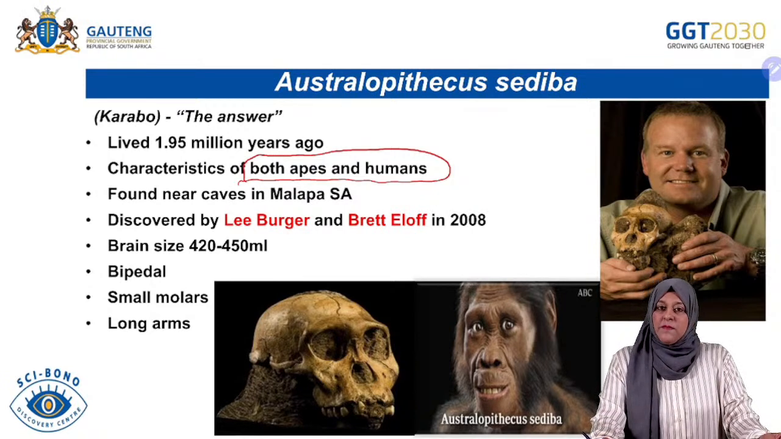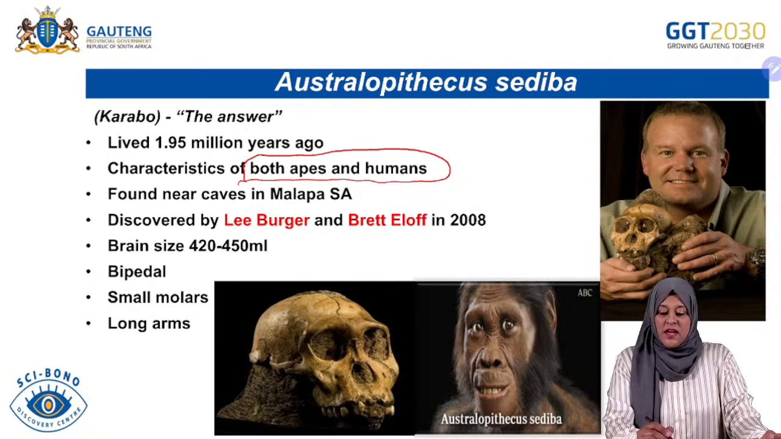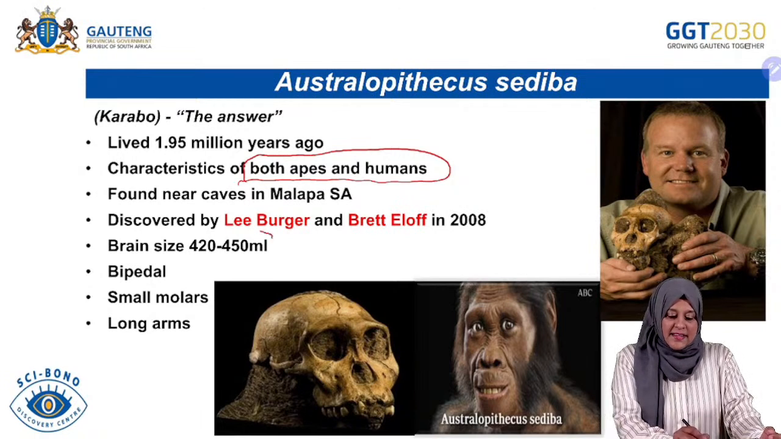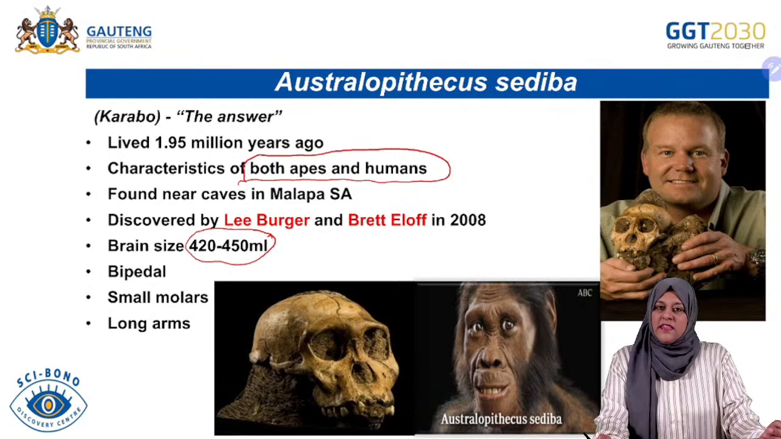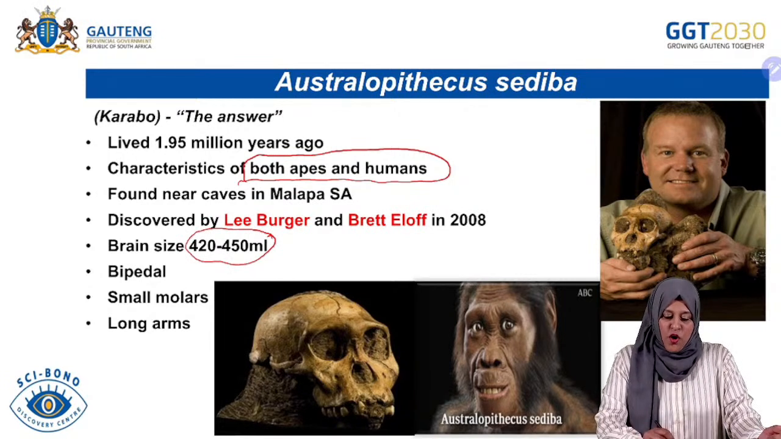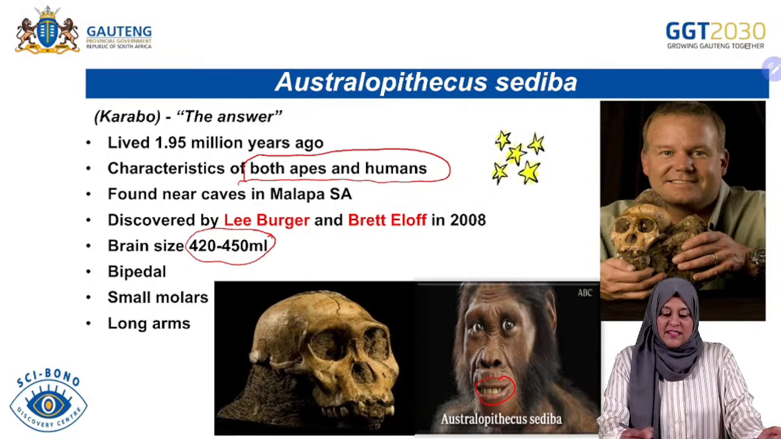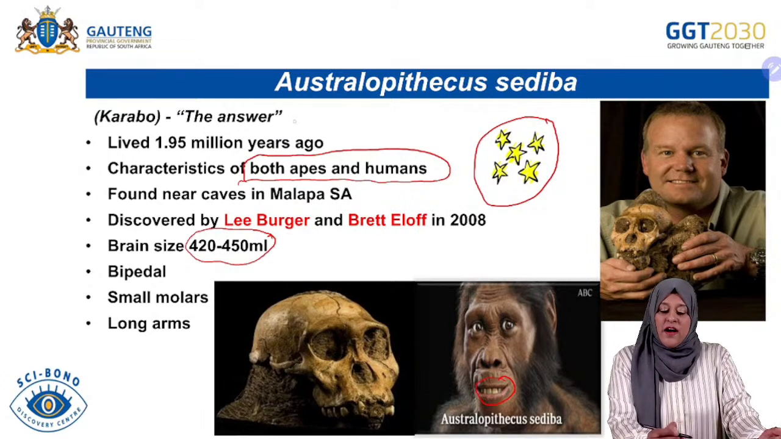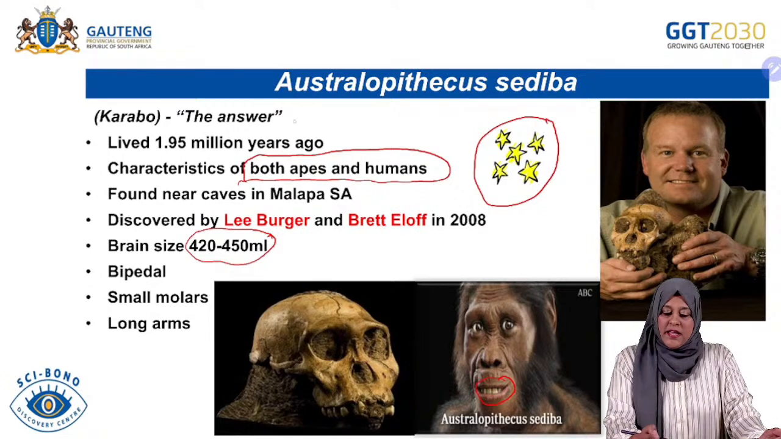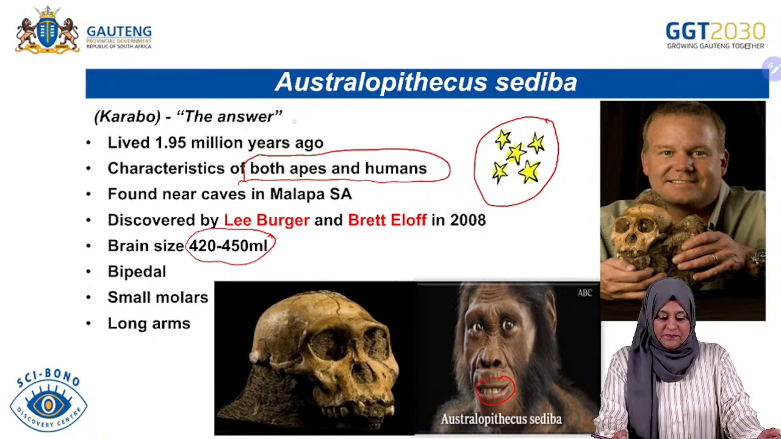They were found in the Malapa caves in South Africa, discovered by Lee Berger and Brett Iloff in 2008. The brain size here was 420 to 450 milliliters. They were bipedal organisms. They had small molars, you can see here, and they had long arms. So there's a star that comes up to remind you that this is a slide you have to know, because Australopithecus sediba is one of our fossils found in South Africa at the Malapa Caves by Professor Lee Berger from Wits.